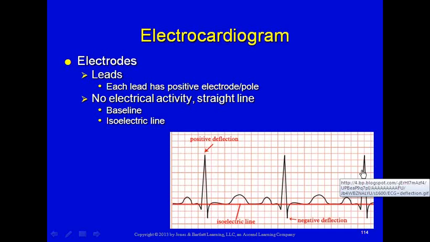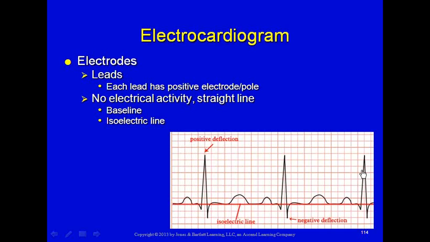Each lead has a positive electrode or pole, and when there is no electrical activity being measured, that is known as the isoelectric line or the baseline. You can see here in red where the isoelectric line is identified. Between some of these waves and complexes, there is a relatively flat black line, and that represents no electrical activity at all. And that's known as the isoelectric line.